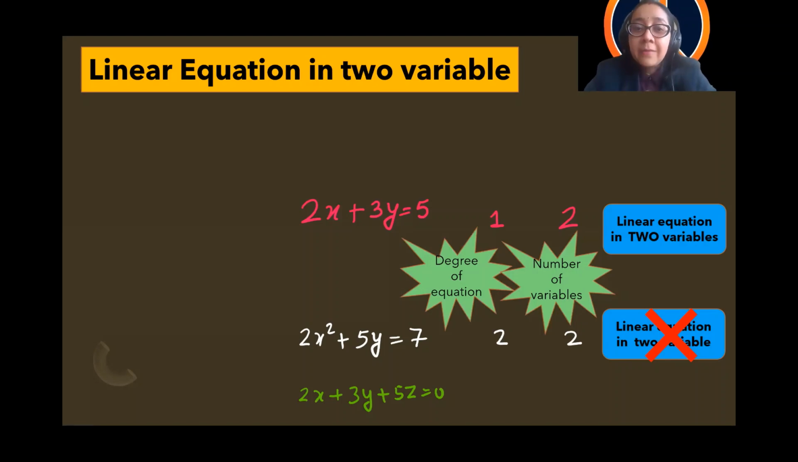Write it now. Write down whether this equation 2x plus 3y plus 5z equal to 0 is a linear equation in two variables. Write it now.